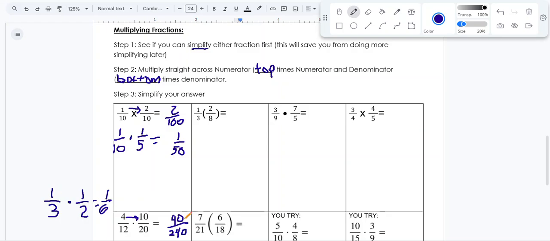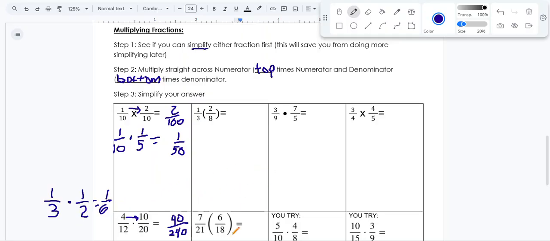See what I'm saying? It's always best to simplify first if you can. So you always want to check to see if you can simplify first. If you can, do that and then multiply, because then it's going to be a whole lot easier to simplify at the end and get your answer. Okay? Let's do another one.